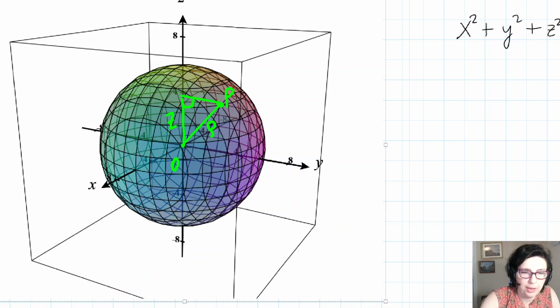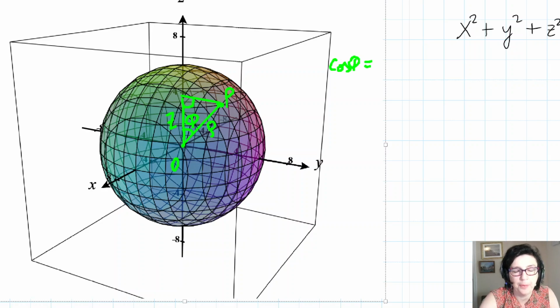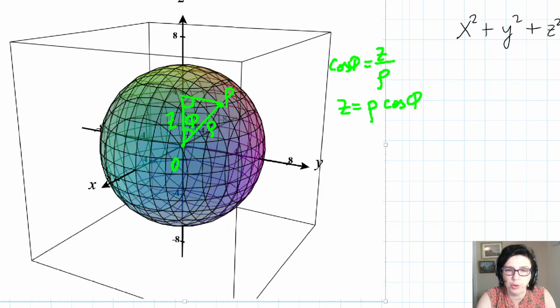Well, the angle phi, that's the angle between the line segment OP and the z-axis. So from the property that cosine phi is the adjacent side divided by the hypotenuse, this is going to be z divided by rho. And so z is going to be rho cosine phi. So that's your first connection between phi, rho, and theta and x, y, z. Okay. Then we also need to figure out what about x and y.